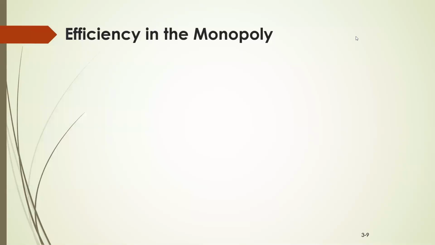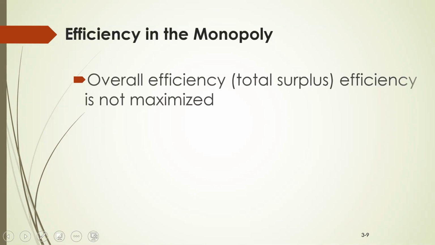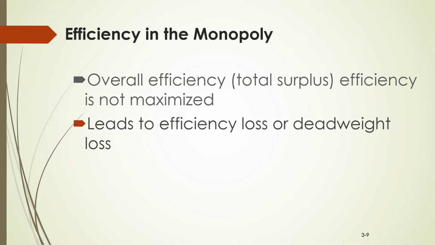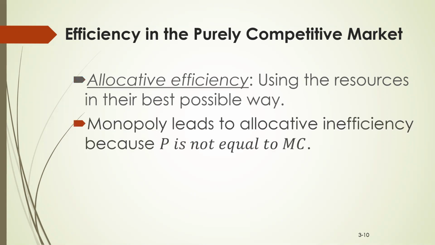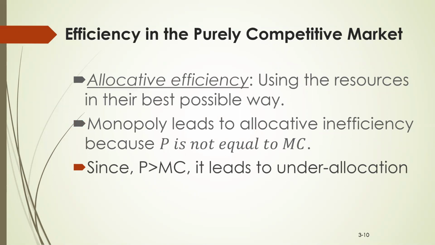Now, conclusions about monopoly in terms of efficiency. Overall, efficiency in monopoly is decreasing. That means total surplus is not maximized. That's what we show as efficiency decrease, leading to efficiency loss. Now, looking from another efficiency point of view, it doesn't achieve allocative efficiency. Allocative efficiency is using the resources in the best possible way. That happens when price is equal to marginal cost. But monopoly doesn't have price equal to marginal cost. Since price is greater than marginal cost, it leads to under-allocation of resources.